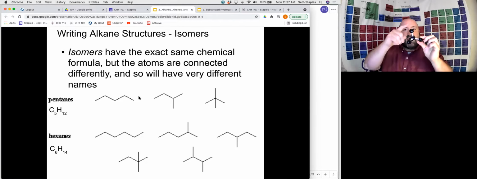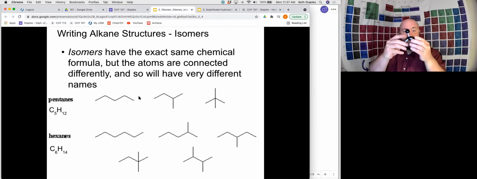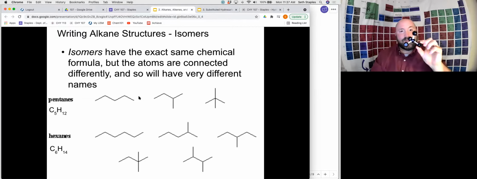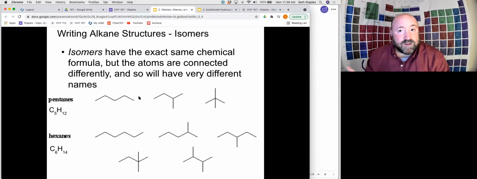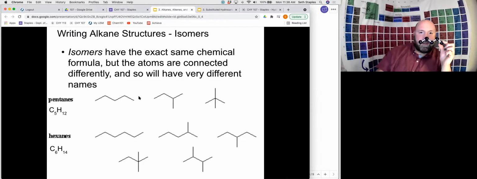Now, I still have 1, 2, 3, 4, 5 carbon atoms, and I would still have 12 hydrogens. I'd have 3 on each of these outer carbons, so the chemical formula is the exact same. Very, very different shape. Remember what we talked about in the last lecture with our boiling points and our melting points. This version of pentane would have a lower boiling point than this version of pentane. Same exact chemical formula. Structural isomers, so they'll have different properties.